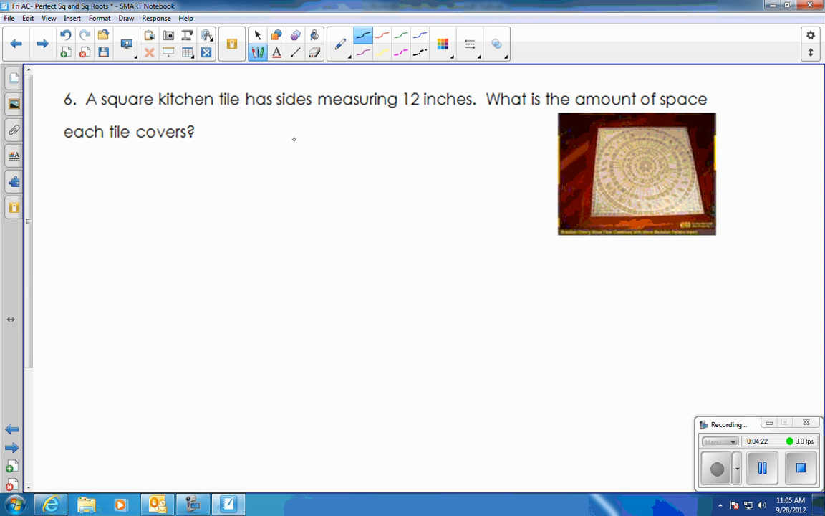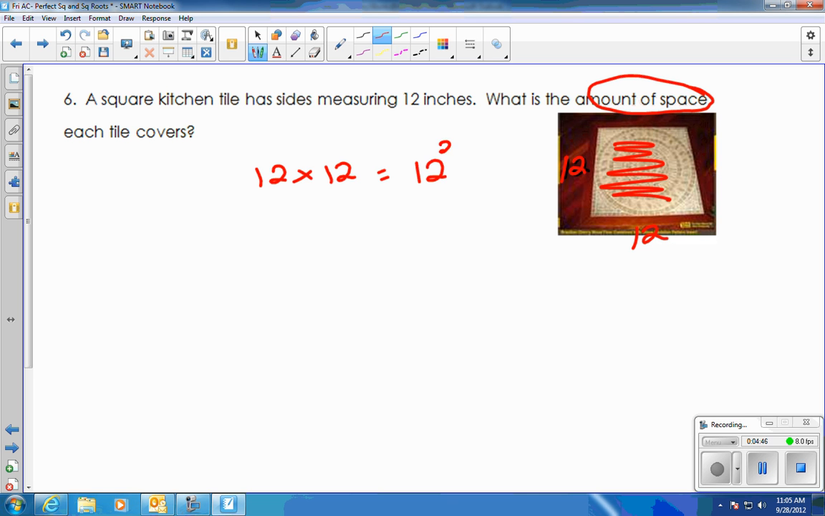This says a square kitchen tile has sides measuring, I'm going to change the color so you can see it a little better, 12 inches. And we want to know the amount of space each tile covers. Well, that's area. So to find area, we're going to do 12 times 12, which is the same thing as 12 squared, which gives us an answer of 144 inches squared.